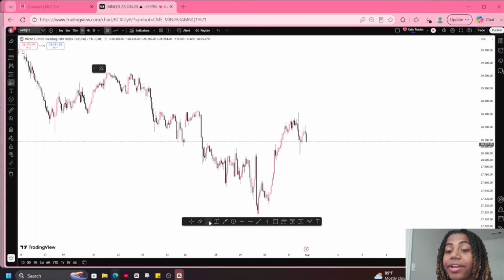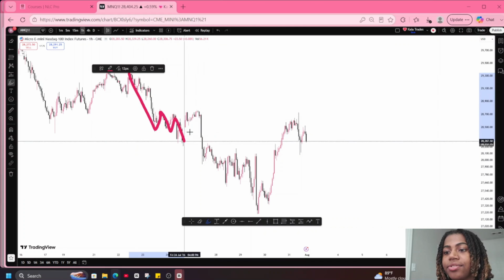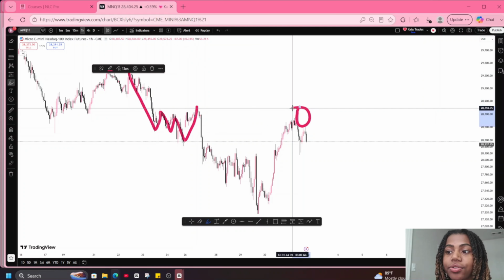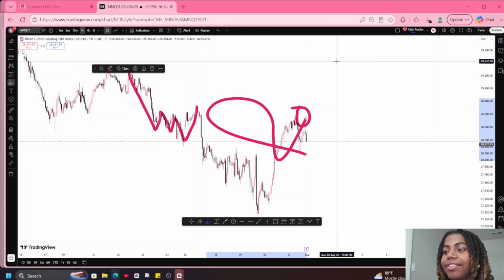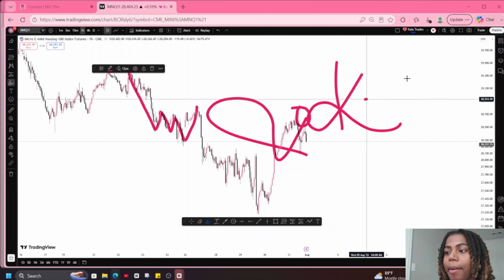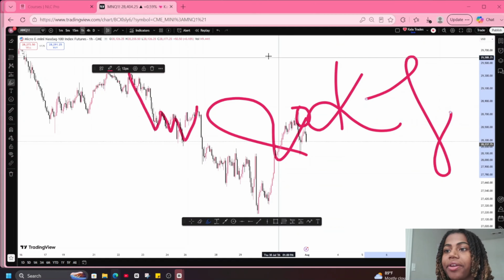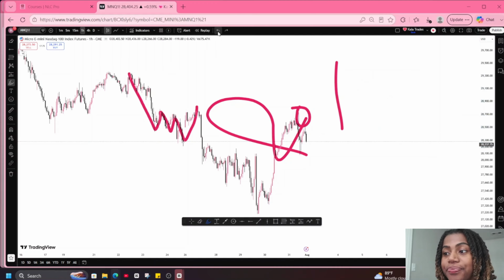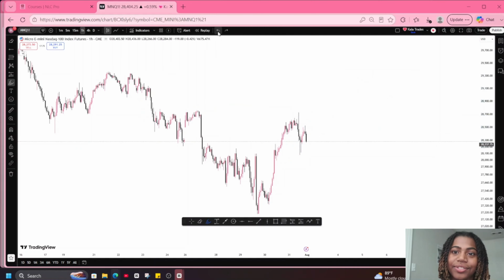Okay, next up we have that highlighter tool, which we were using. You can use this to mark out your highs and lows if you want. You can use it to circle stuff or mark anything on your charts. I'm gonna write my initials, boom, right? And then I'm gonna use this arrow tool to delete all of those again.